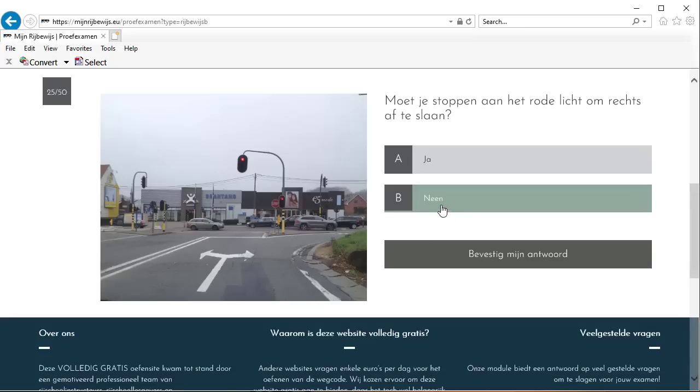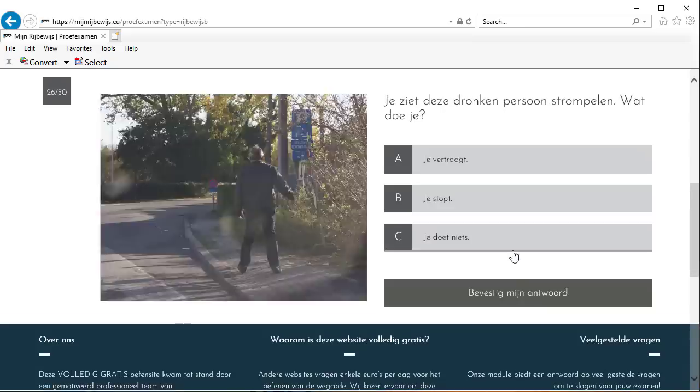You will see a drunk person who's just walking like he's going to fall. What will you do? Option A is you slow down. Option B is you stop. Option C is you do nothing. The right answer is you slow down. You don't have to stop, you have to slow down and be careful.